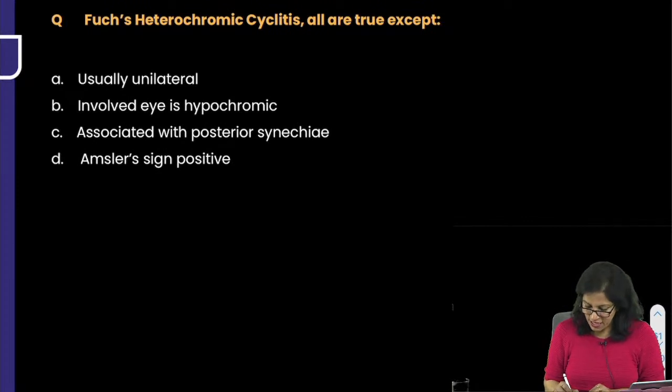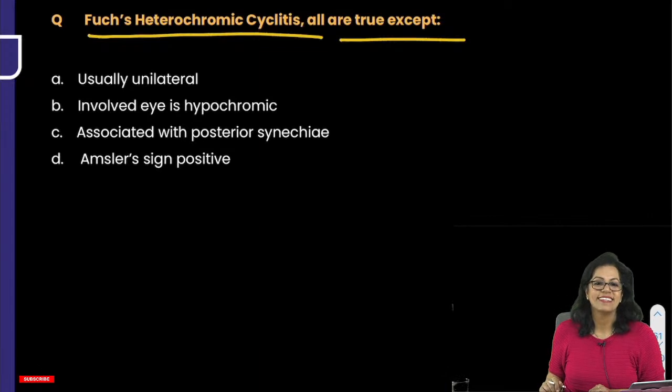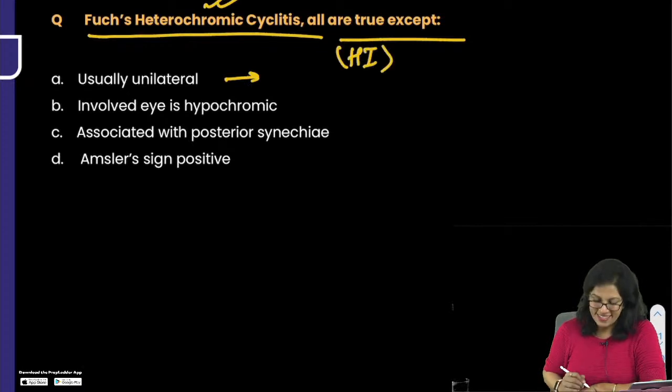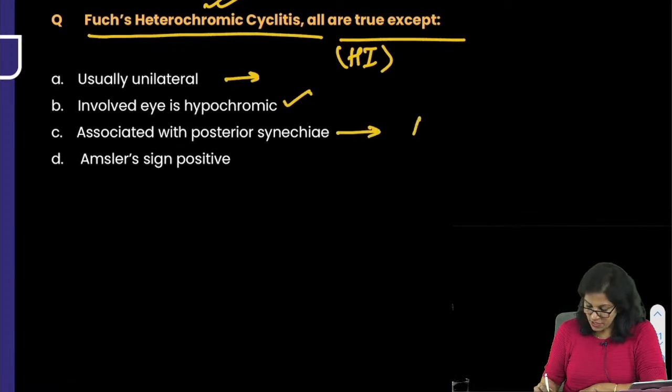The question is about Fuchs heterochromic cyclitis, all are true except. Okay. Is it usually unilateral? Yes, that is why you are getting difference of iris color and heterochromia iridis. So, it has to be unilateral. Is the involved eye lighter in color? Yes, so this is correct. Associated with posterior synechia. So, this is wrong because there is no posterior synechia.